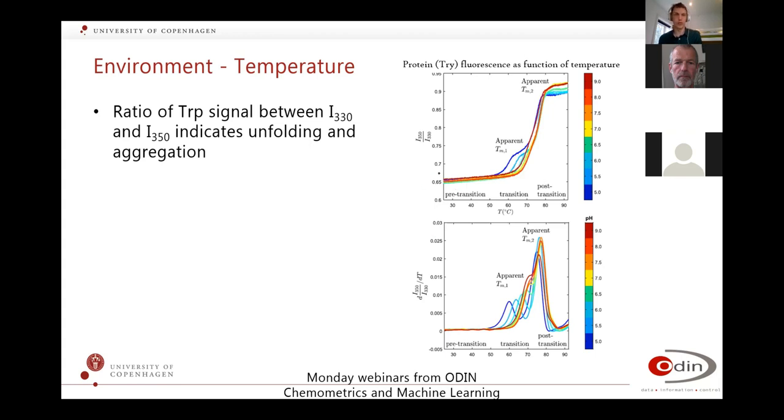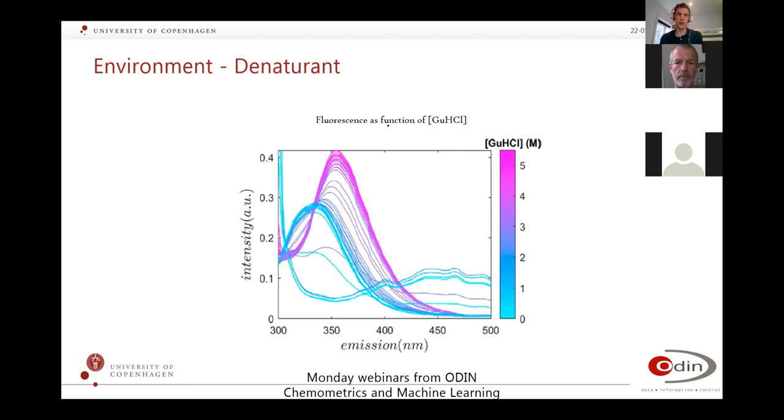Another thing that is done quite a lot in biotech is to look at denaturants instead. So this is guanidine hydrochloric acid.